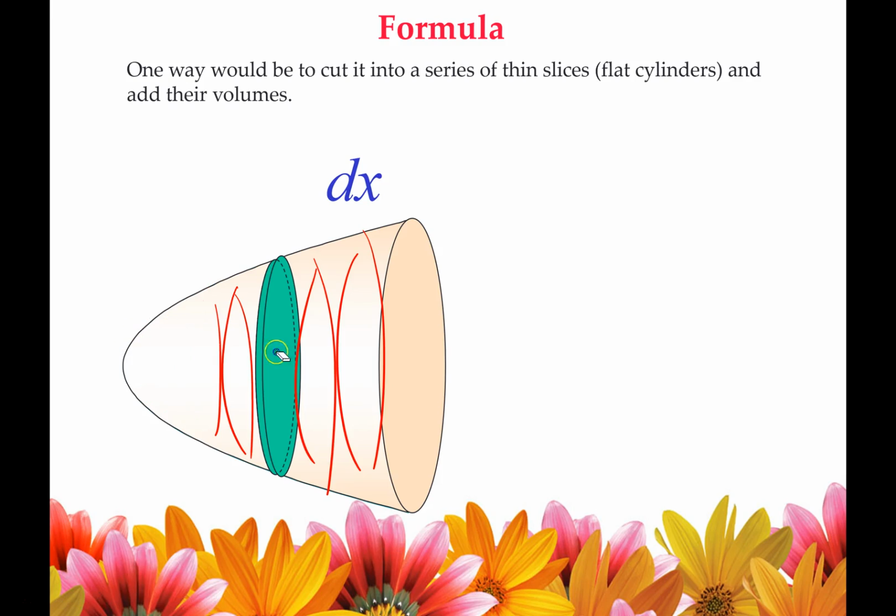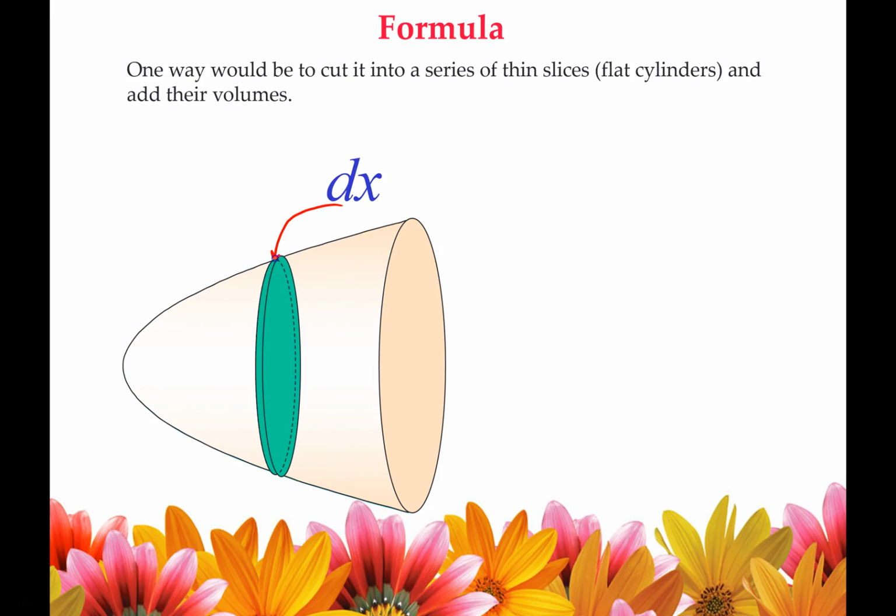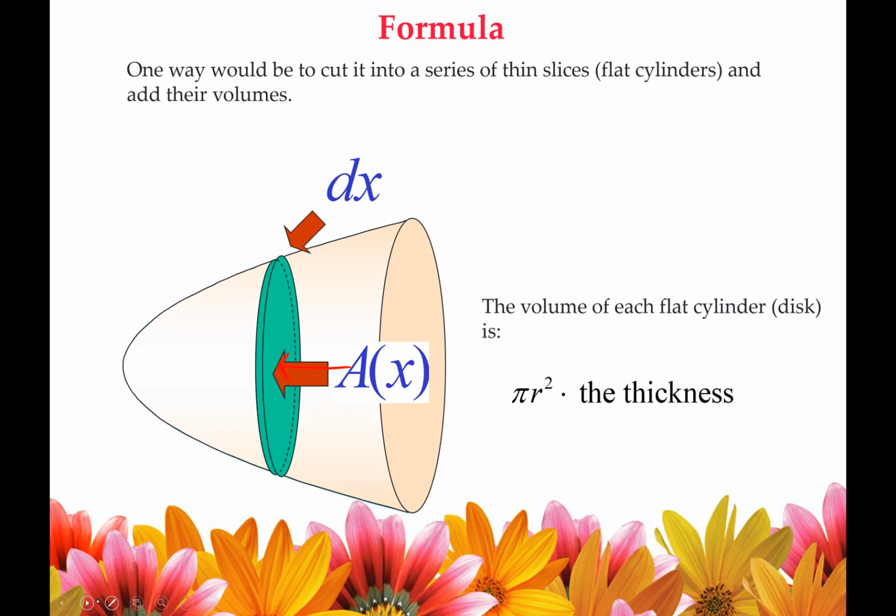And we call the thickness of these dx because they're infinitesimally small. And we talked about that a little bit earlier. Now, A of x would represent the area of one of these disks. And so the volume would be pi r squared for one of the flat cylinders, and then we would want to add up the volume of all of those cylinders. And that's where that integration comes in.